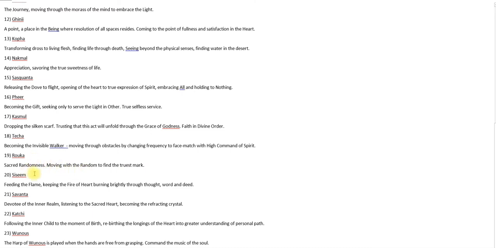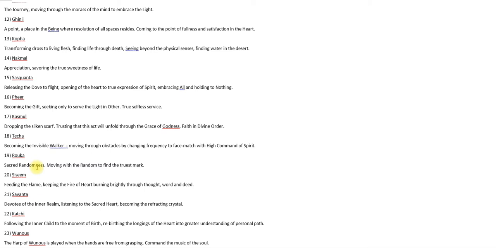Rauka, sacred randomness, moving with the random to find the truest mark. Thoth always says that randomness is not randomness. It is in a sense, but the higher light consciousness of all dictates how the random falls. It's going back to that silken scarf again, but it's taking it to another place of understanding, because here you are focusing on that sacred randomness. You're seeing it for what it is, which is the moving with, and you're moving with that random to find the truest mark, because it will be revealed.